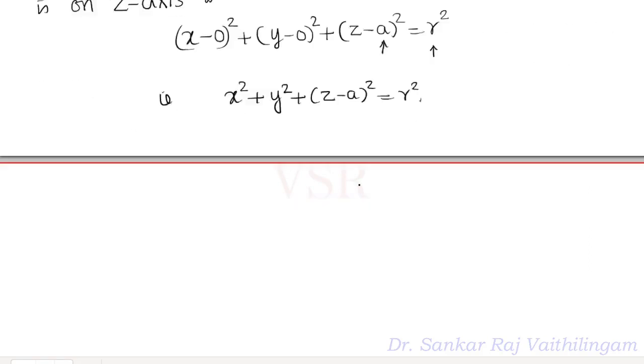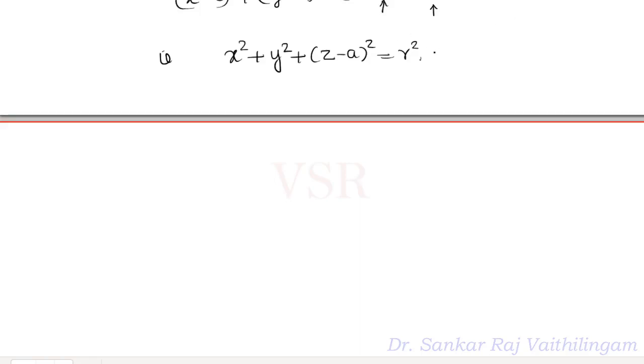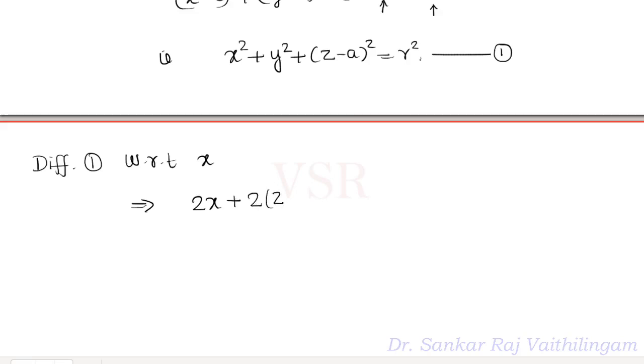இப்போ differentiate பண்ணலாமா? அப்போ I call this to be number 1. Okay, அப்போ differentiate 1 with respect to x. x பொறுத்து differentiate பண்ணா என்ன கிடைக்கும் அப்படின்னா this is 2x plus 2 times z minus a into dou z divided by dou x which must be equal to 0.